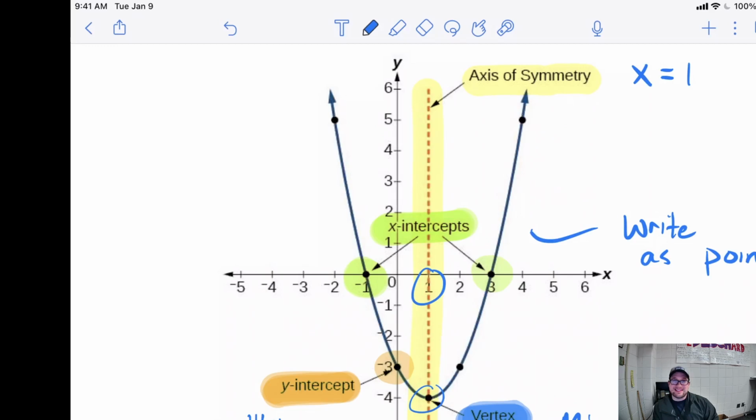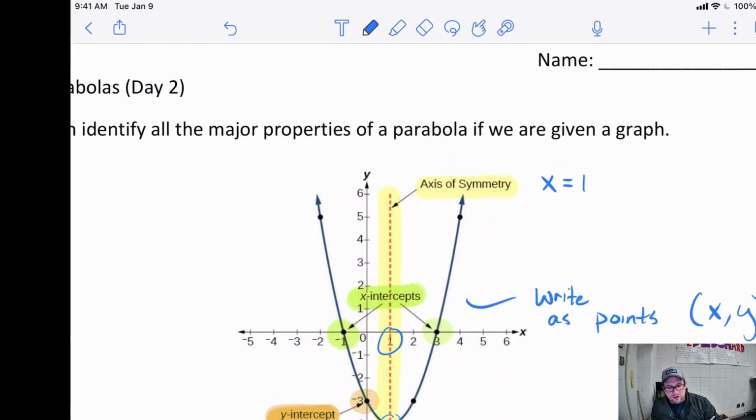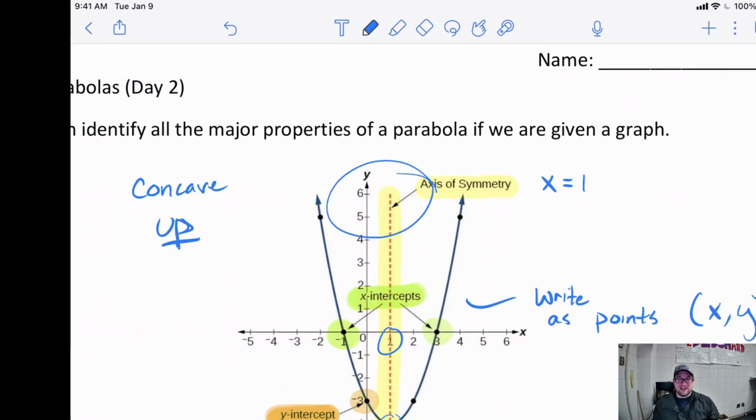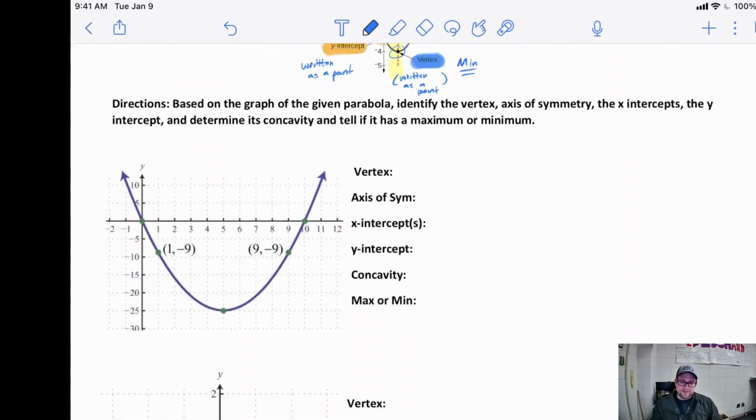Now, one of the last things we talk about is whether our graph is opening upwards or if it's opening downwards. And in this situation, we can see that our graph is opening upwards. So what we like to say is that our graph is concave up because it's opening upwards. If it was opening downwards, then we would say it's concave down. Let's look at another graph here.